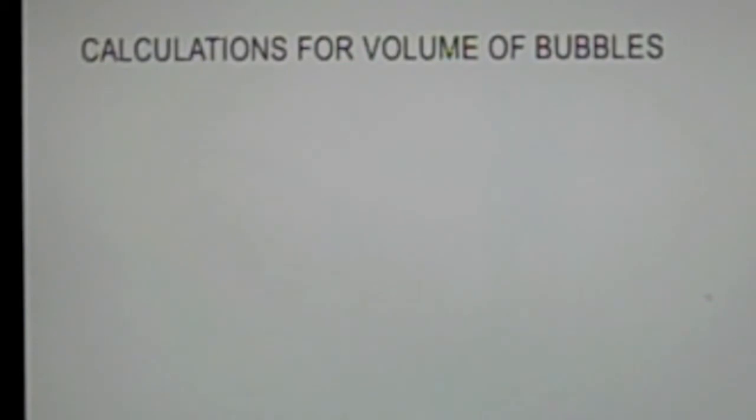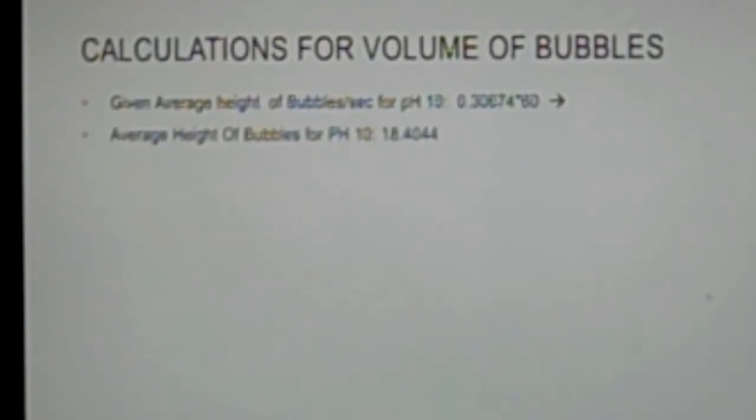So to find the calculations for volume of bubbles for pH 10, we were going to use the equation pi r squared times height. We're given the average height of bubbles per second for pH 10, which is 0.30674, and we multiplied it by 60 to find the average height of bubbles. The average height of bubbles for pH 10 was 18.4044.